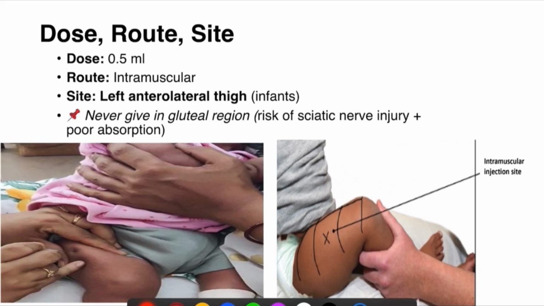The dose of this vaccine is 0.5 ml and the route is intramuscular, so it is given on the left anterolateral thigh in infants. Why are we not giving the injection in the gluteal region in infants? Because there is a risk of injury to the sciatic nerve, and because of fat present in the gluteal region, there is poor absorption of the vaccine. So these figures represent the correct technique of giving the intramuscular injection, and this IM injection has to be given at an angle of 90 degrees.